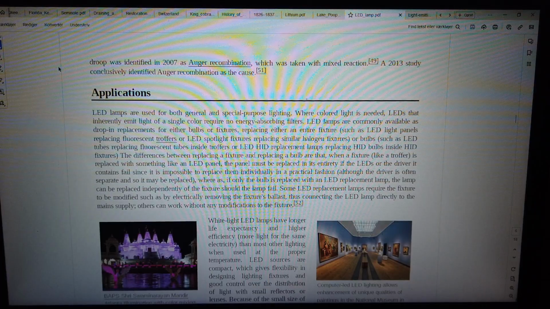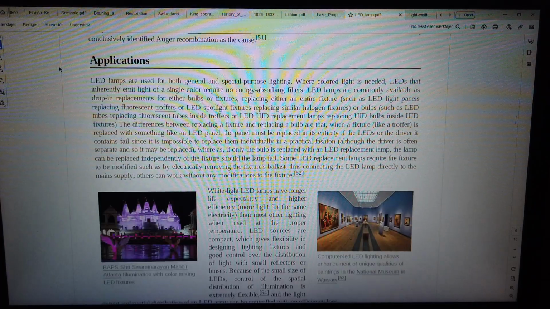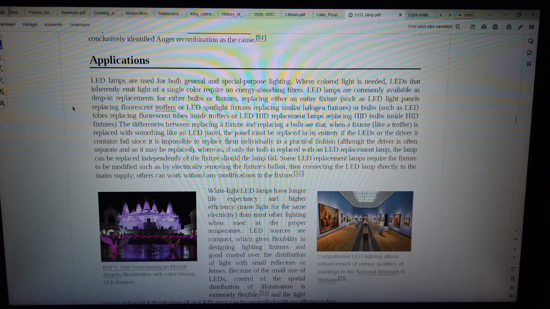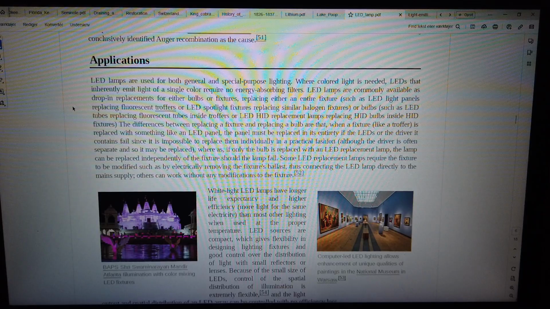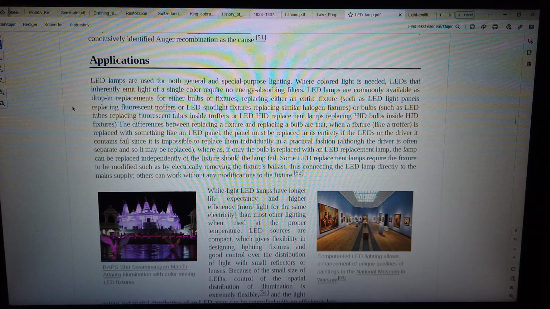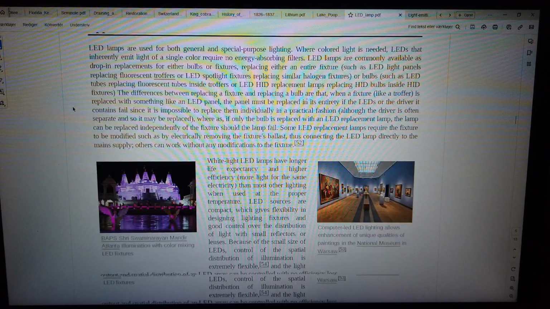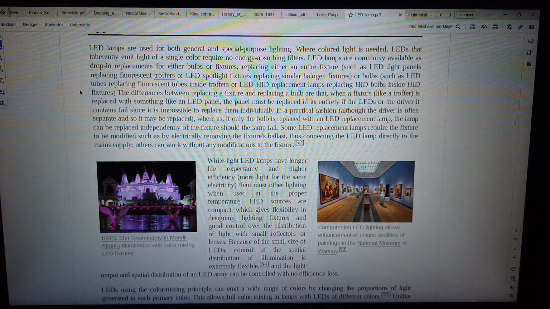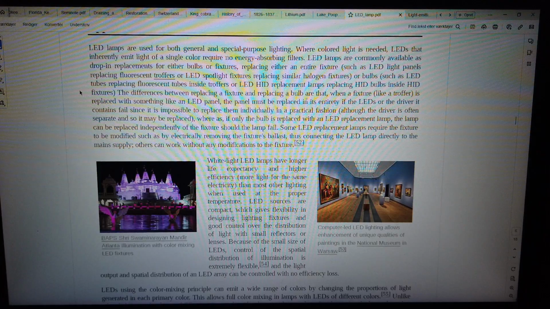Applications. LED lamps are used for both general and special purpose lighting. Where colored light is needed, LEDs that inherently emit light of a single color require no energy absorbing filters. LED lamps are commonly available as drop-in replacements for either bulbs or fixtures, replacing either an entire fixture, such as LED light panels replacing fluorescent troffers, or LED spotlight fixtures replacing similar halogen fixtures, or bulbs, such as LED tubes replacing fluorescent tubes inside troffers, or LED HID replacement lamps replacing HID bulbs inside HID fixtures.